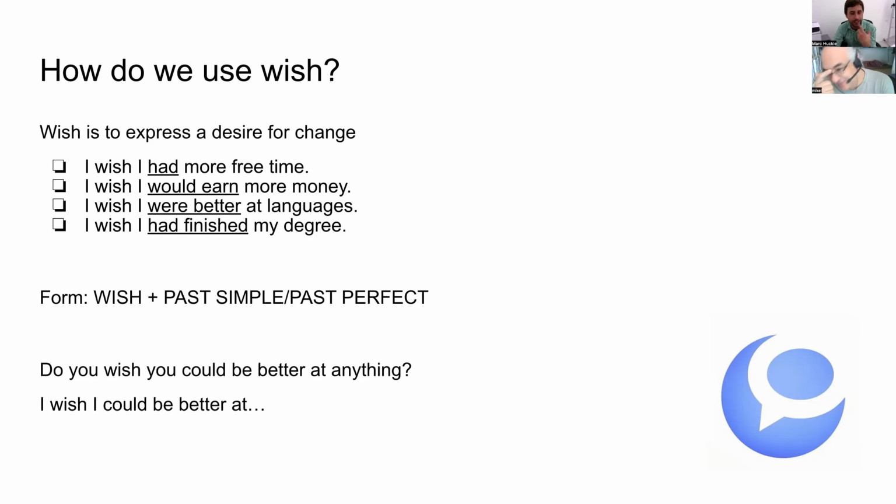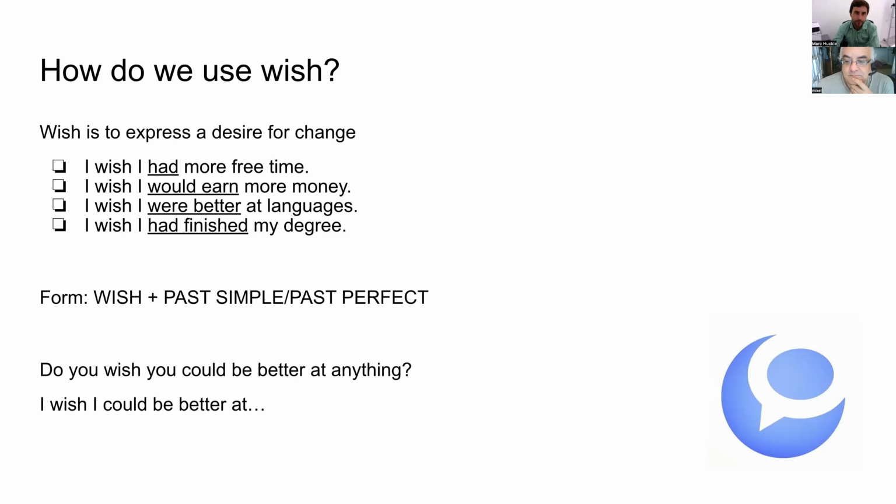Yeah, that's fine, good. Now, you could say as well, I wish I could be better at French. I wish I could be better at football, for example. I wish I could be better at swimming. I wish I could be better at speaking English. Okay, we can use many of these structures. Something you want to improve.